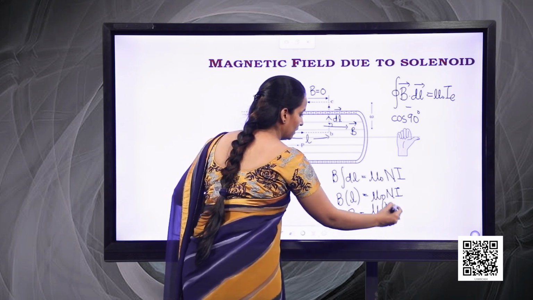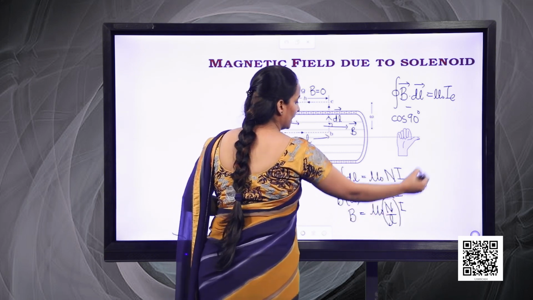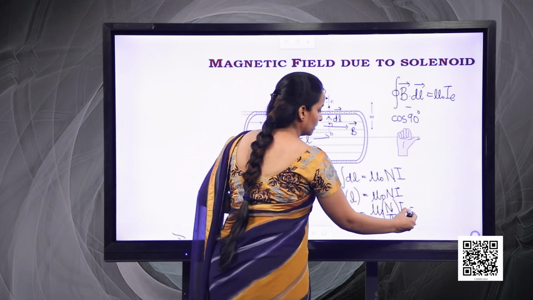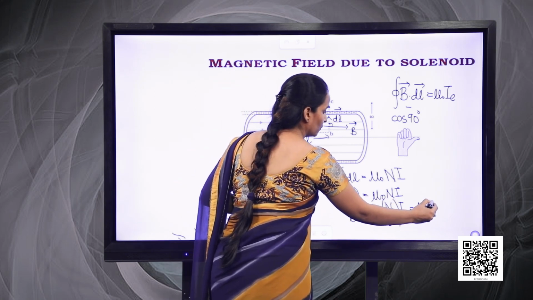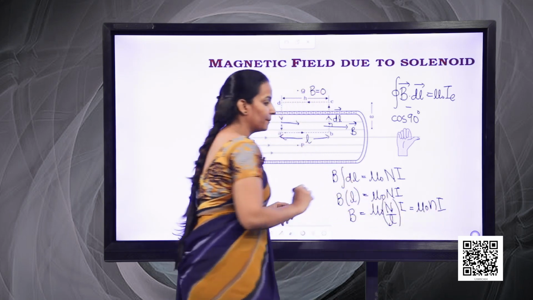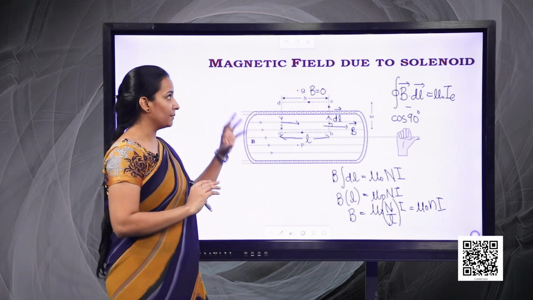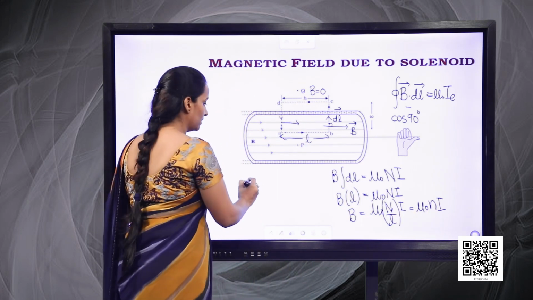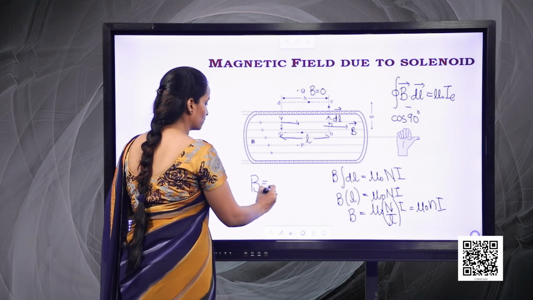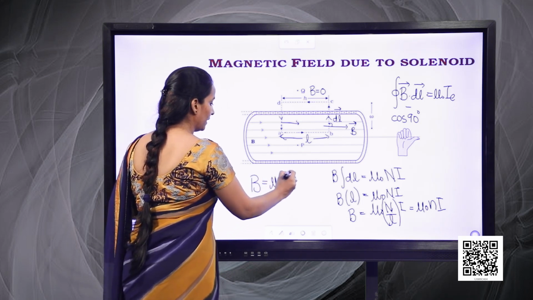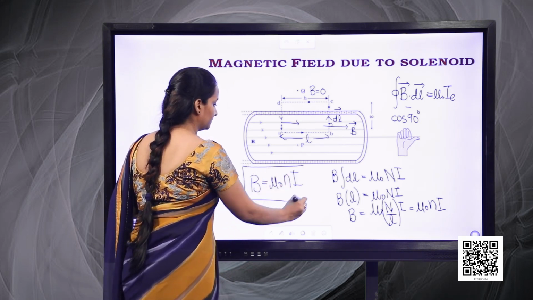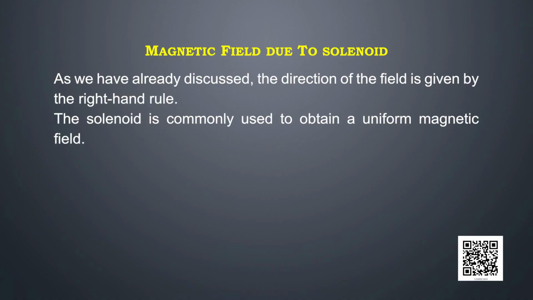This is N by L, and this N by L is nothing but small n, which is the number of turns per unit length. It means the magnetic field due to a solenoid can be written as B equals mu naught n I. As we have already discussed, the direction of the field is given by the right hand rule. The solenoid is commonly used to obtain a uniform magnetic field.